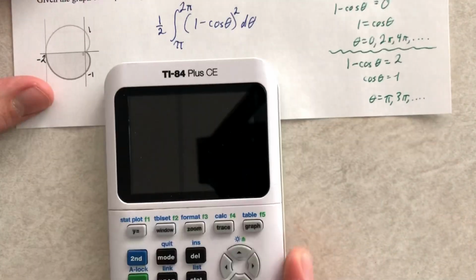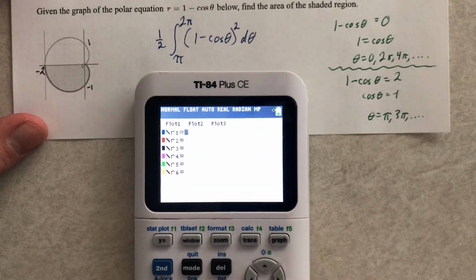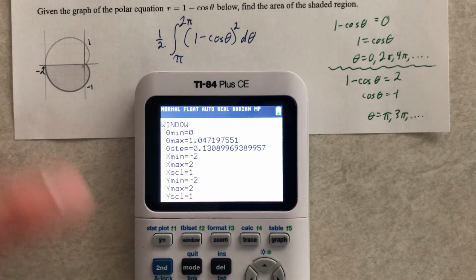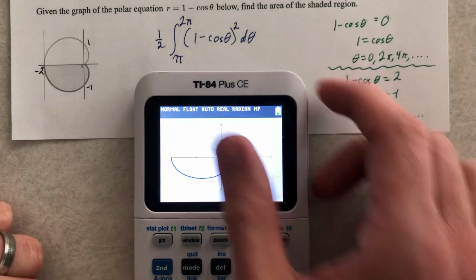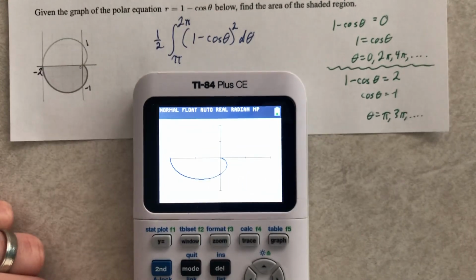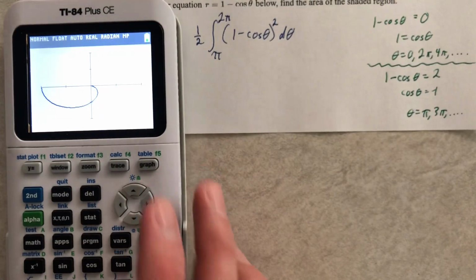One more time, let's graph it. We're going to graph it just to confirm. I said I'd prove it. So there it is. Window from pi to 2 pi, and that's it right there. Graphed what I needed to graph. That was the one. All right, let's type that in the calculator, see what we get.